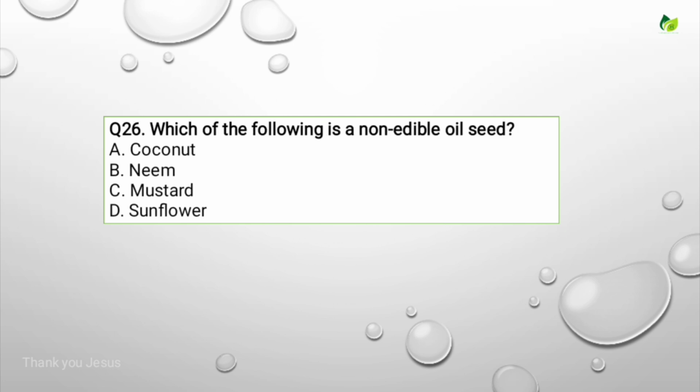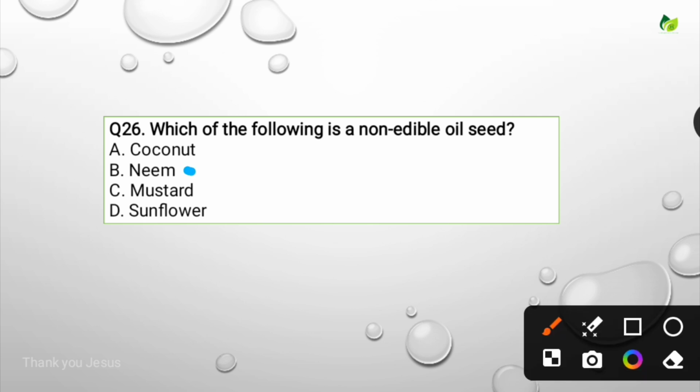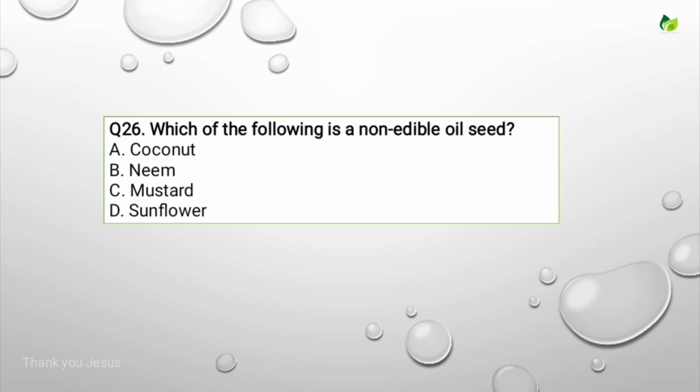Which of the following is a non-edible oil seed? Options are coconut, neem, mustard, sunflower. For this, the correct answer is neem, which is not an edible oil. Let's see the next question.